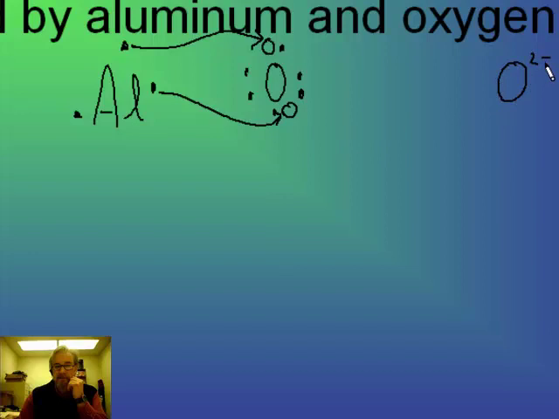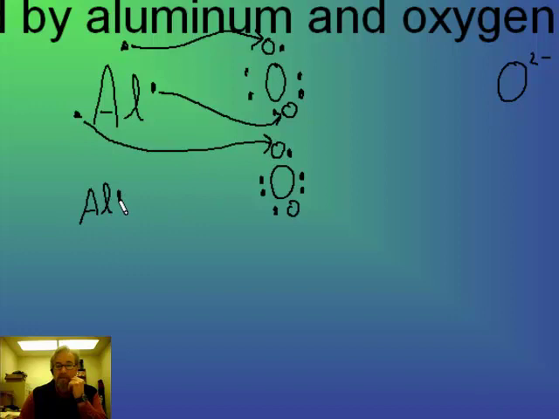But aluminum still has to get rid of another dot. So I need another oxygen. This oxygen can take 2 electrons, but this aluminum only has 1 to give. So now I need another aluminum. But that aluminum has 3 dots, not 1. It can transfer that 1 dot there, and now I have a stable aluminum that's 3+, and I have 2 stable oxygens that are 2-.